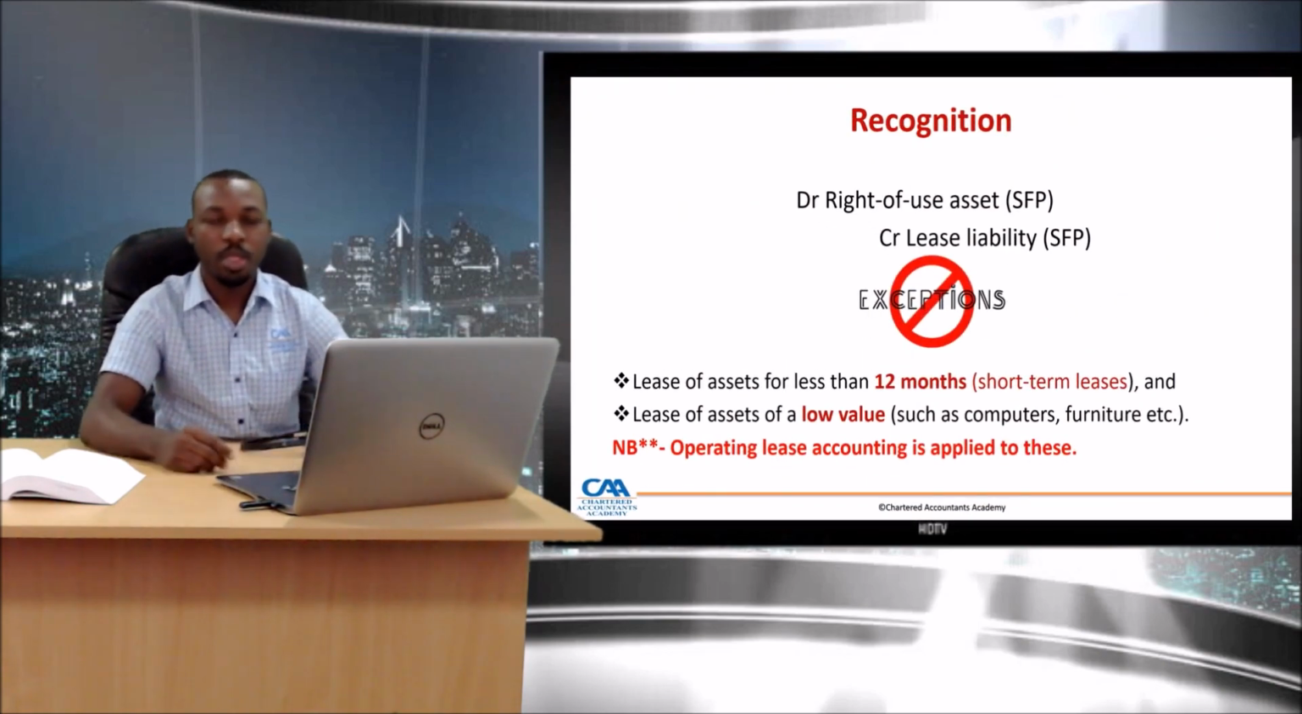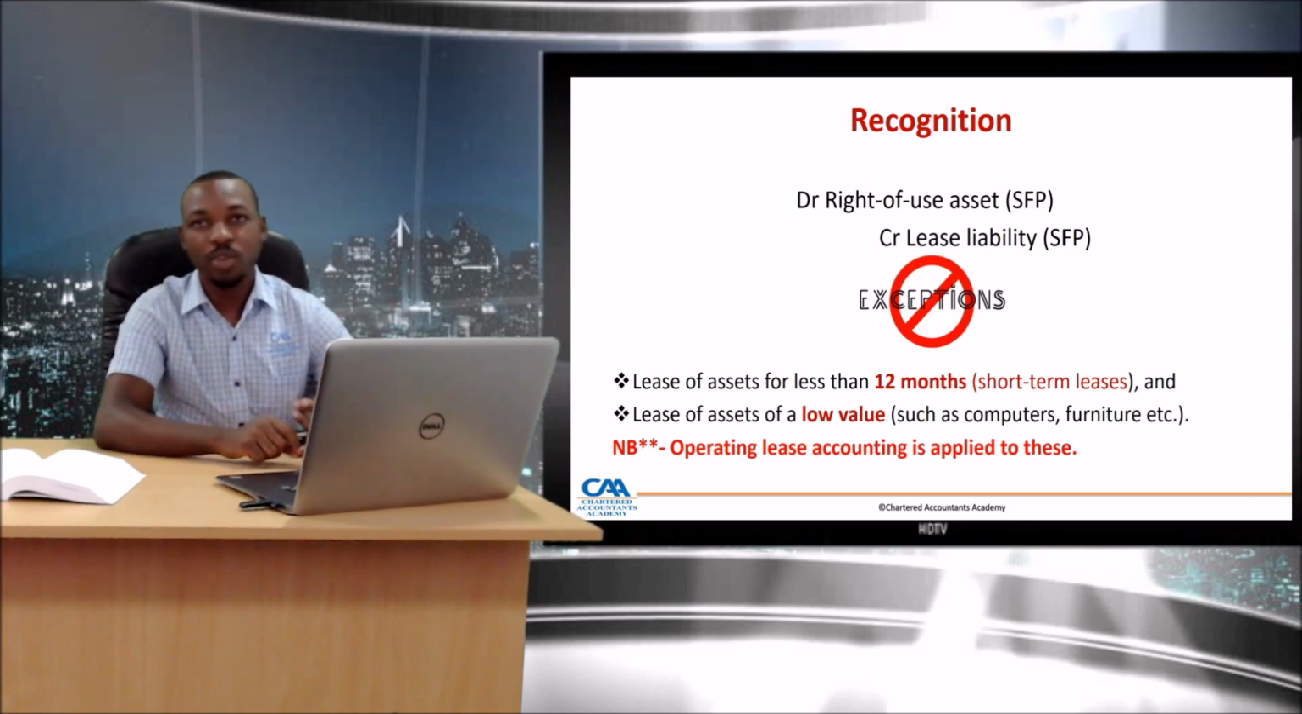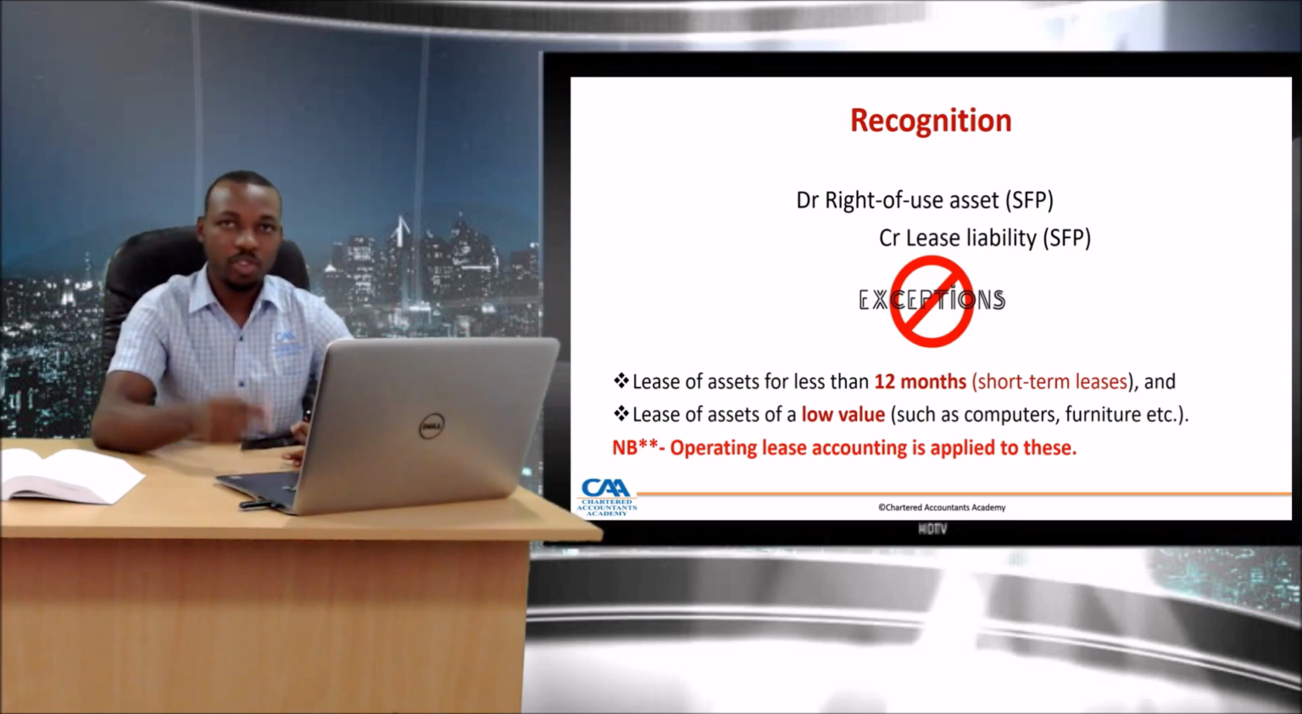Okay, so let's begin. If you are the lessee and you've concluded that there is a lease transaction, which qualifies to be called a lease contract, then let's start with your recognition. What you recognize is a right of use asset and a lease liability. This you already know, except there are two exceptions to recognizing a right of use asset.